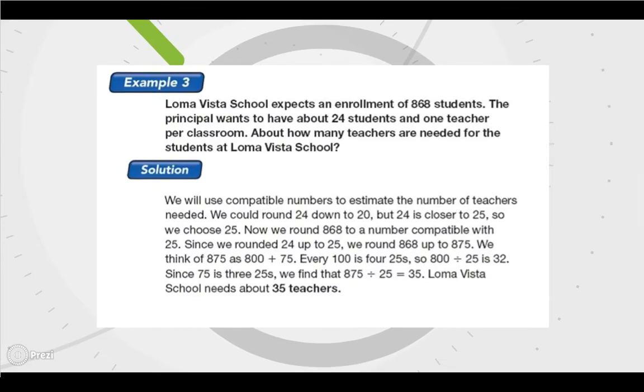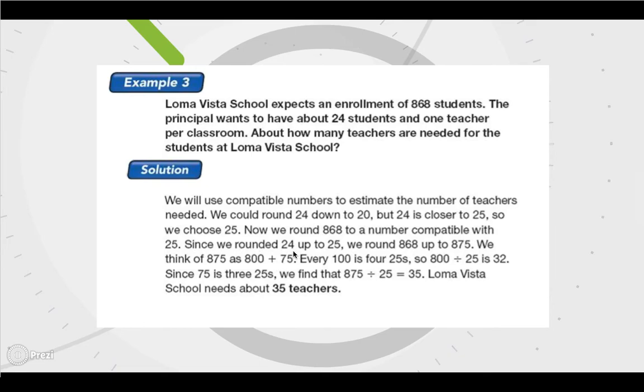Same kind of deal when you do division word problems. If we're doing 868 divided by 24, instead of rounding down, we're going to use compatible numbers. We're going to use 25 instead of rounding down to 20, because 25 goes into hundreds a lot easier to count than 20 does. Plus, 25 is closer to how many students per one teacher.